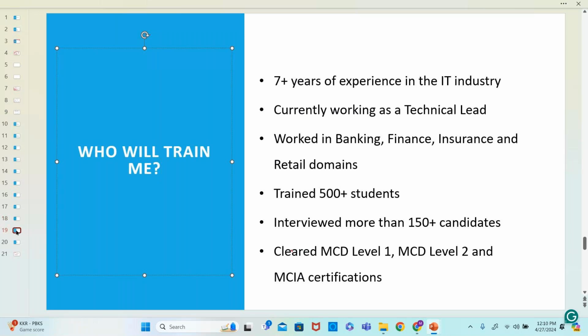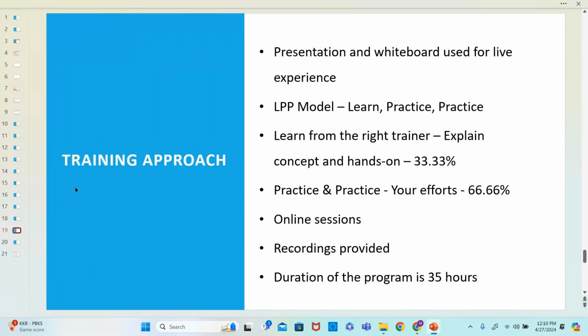This is the training approach, simple. Already you might have seen a presentation and whiteboard used for live experience. We are writing and seeing that, and that live experience will be there for everything. My approach is to take a use case, explain the scenario, discuss it first, and then go into the details of that topic, with a demonstration of that particular project.